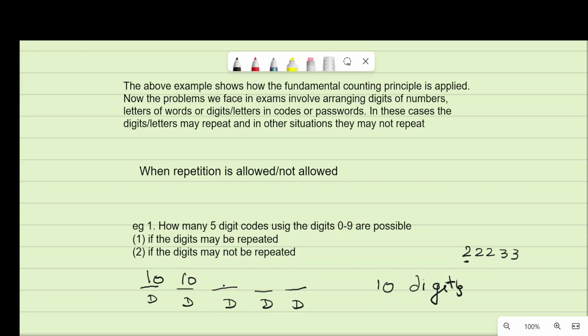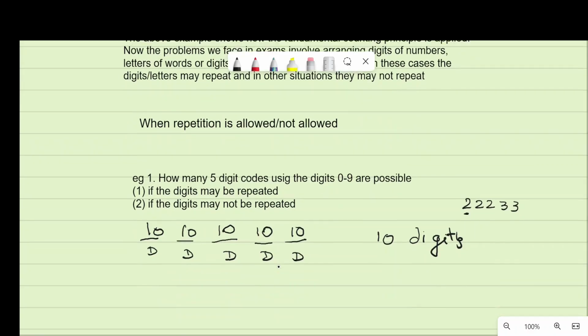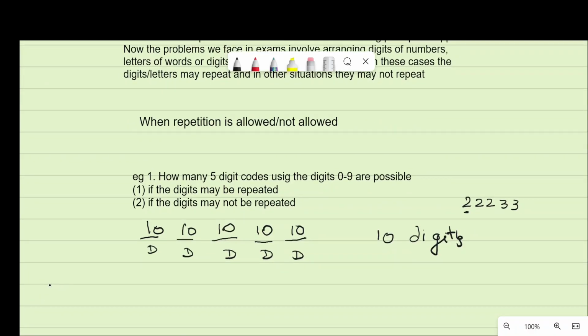What about the third position? You can repeat, so you still have 10 choices to make in the third position. Fourth position, again you still have 10 choices to make. Fifth position also you have 10 choices to make. That means the answer to example 1 first part is 10 times 10 times 10 times 10 times 10, because the fundamental counting principle says you multiply.